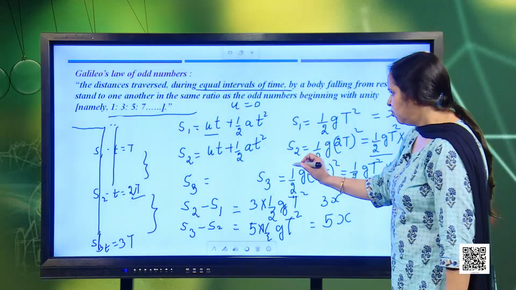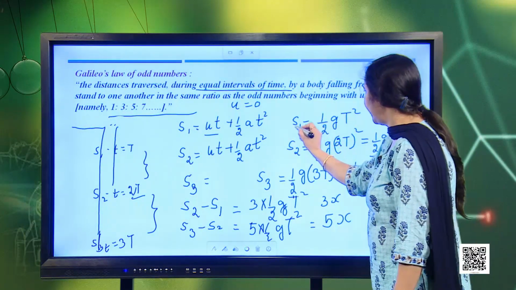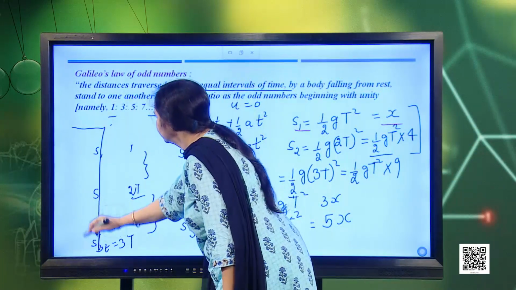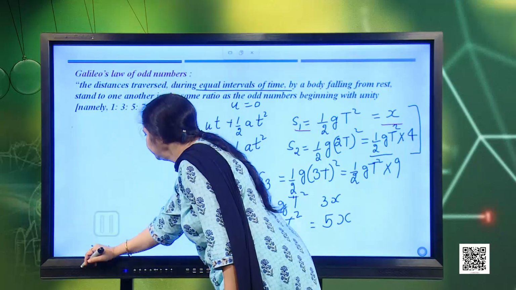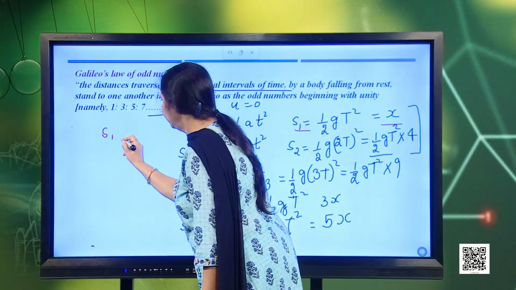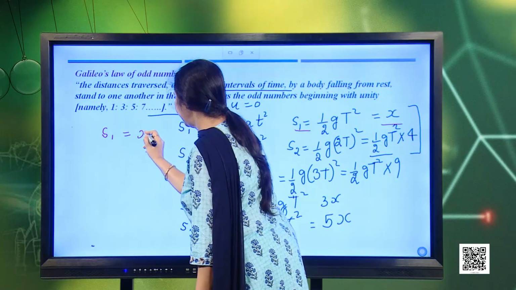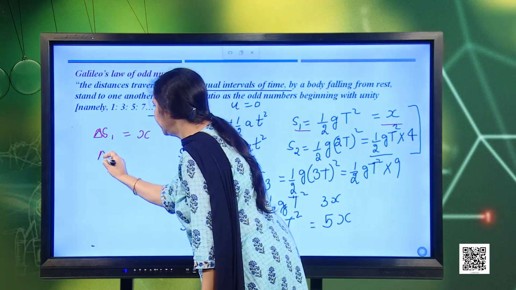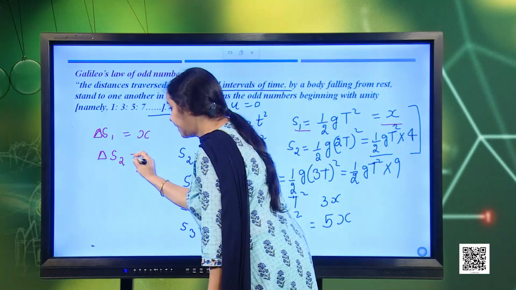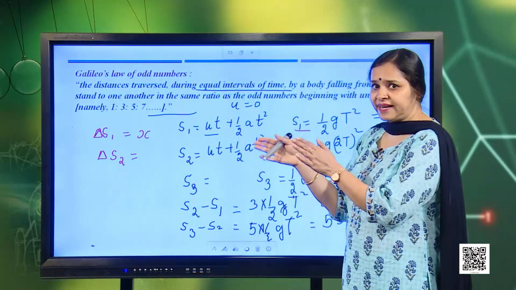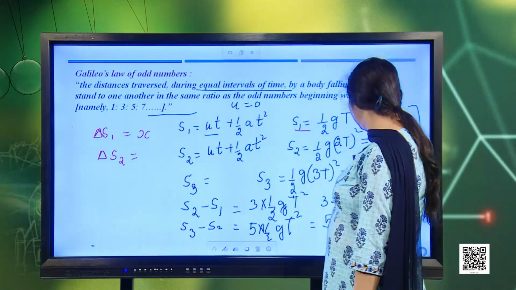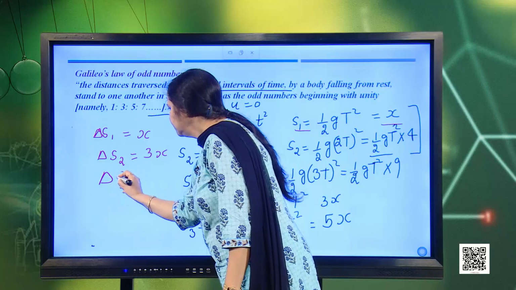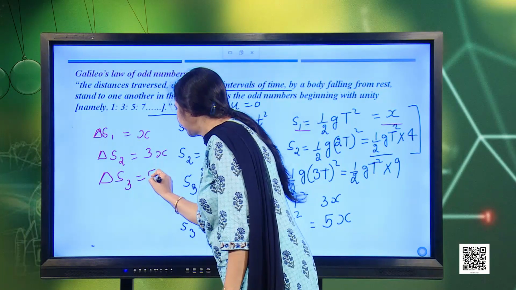Just look at this. For S1 it is x. So I can again write down here, let's say the distance travelled in S1 in the first time interval is x. In the second time interval, I call it delta S2, that is the second second, that will be equal to 3x. Then in the third successive interval, it will be 5x.